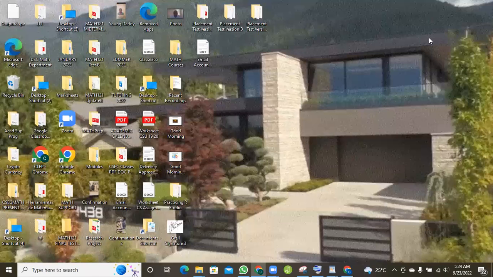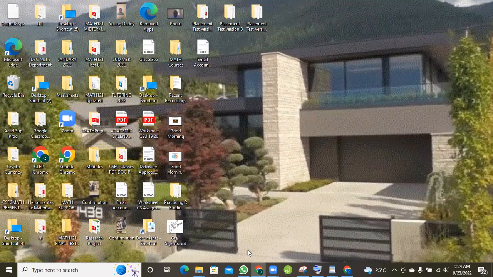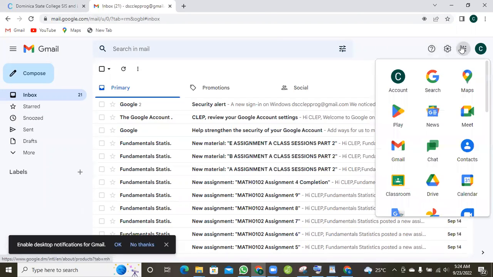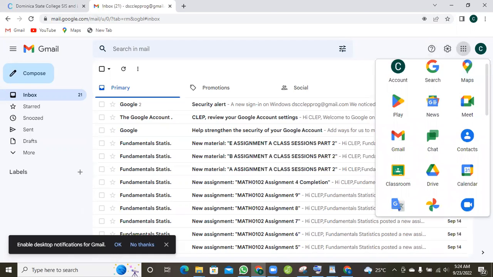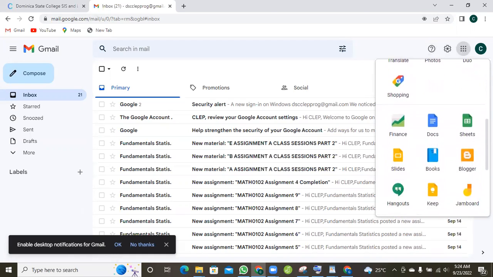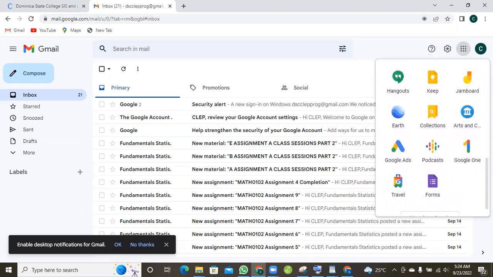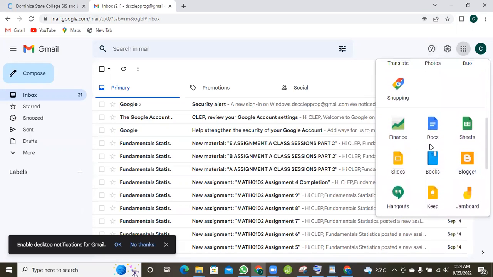Here we're going to illustrate how to add mixed numbers. We can do that in one of several ways, and we're going to use Google Docs for that. So you go to your Gmail account and you go to Google Apps, you click on Google Apps, and then you click on Google Docs. You look for the Google Docs. Right, here it is. Click on Google Docs.